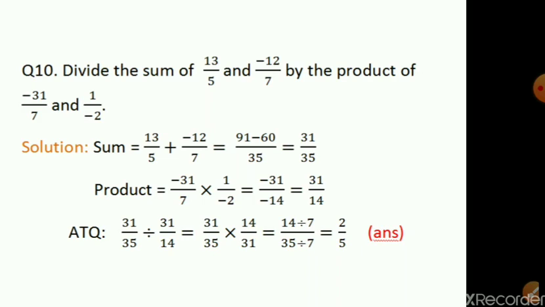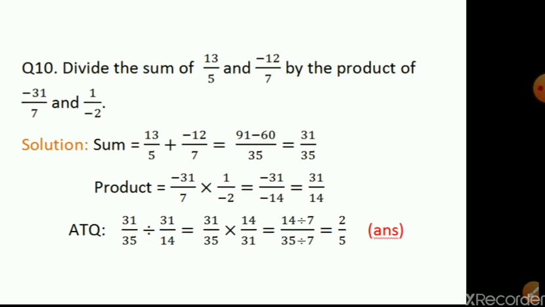Next, we have to find the product of minus 31 by 7 and 1 upon minus 2. So here minus 31 into 1 is minus 31. Denominator 7 into minus 2 is minus 14. So the negative sign will get cancelled in the numerator and denominator. So we'll get a positive rational number 31 upon 14.